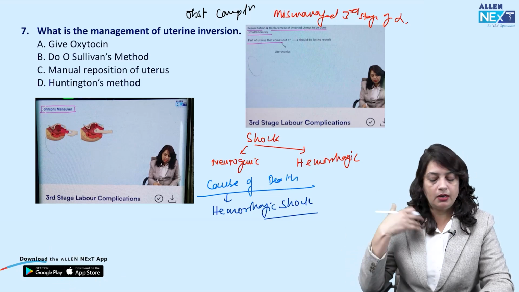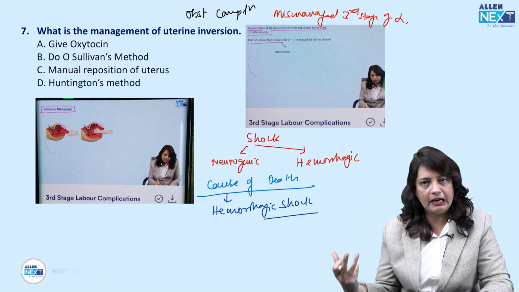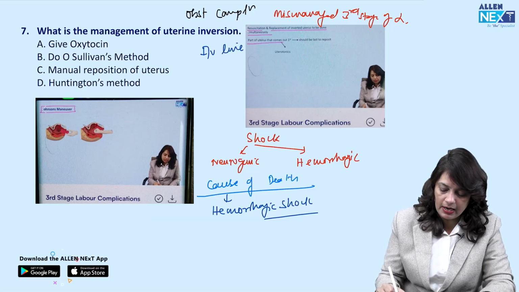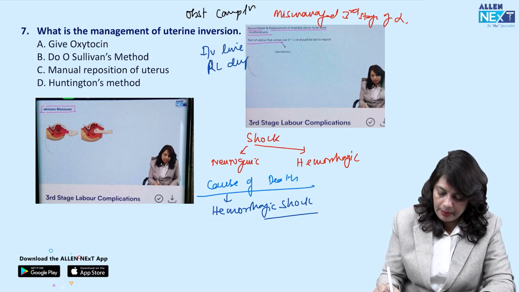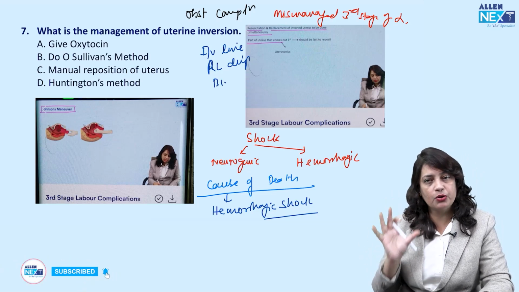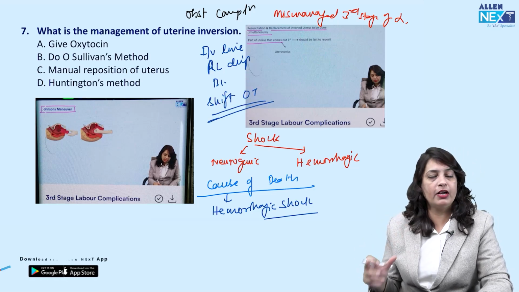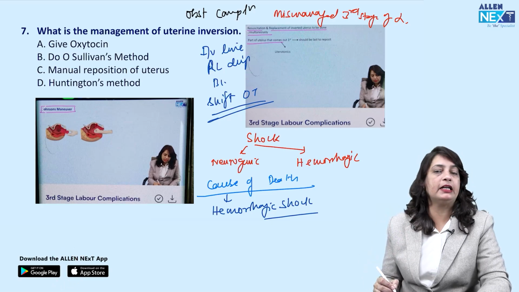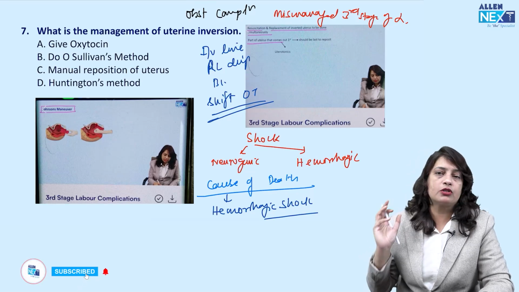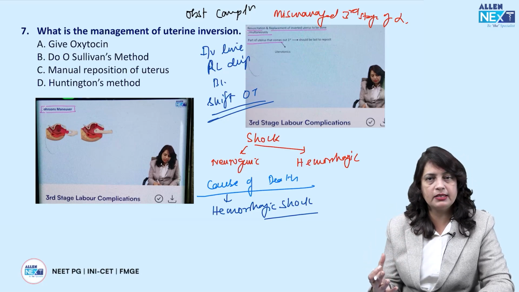So if acute inversion has occurred, whether the placenta was intact or has been delivered, the first step is always to call for help, start an IV line, start the Ringer lactate drip, arrange for blood, and manually reposition the uterus. The patient has to be shifted to the operation theatre. Always shift the patient to the operation theatre. No oxytocin, no management should be done in the labor room. Okay, so shift the patient to OT, take the consent and ask the anesthetist to give general anesthesia.